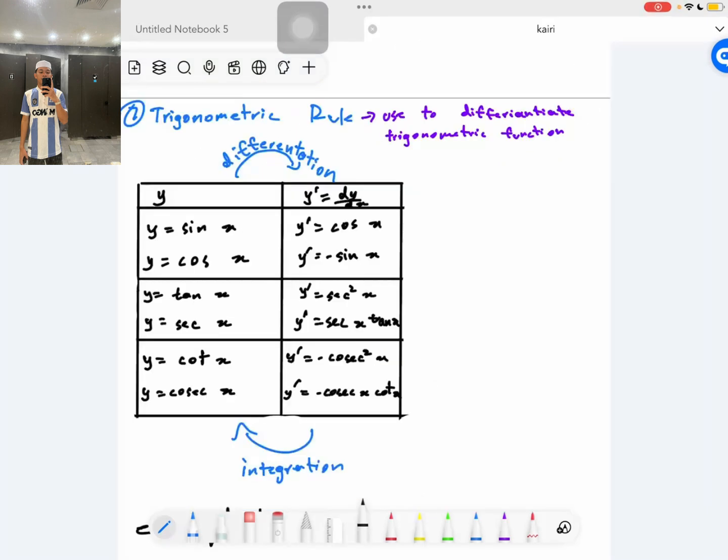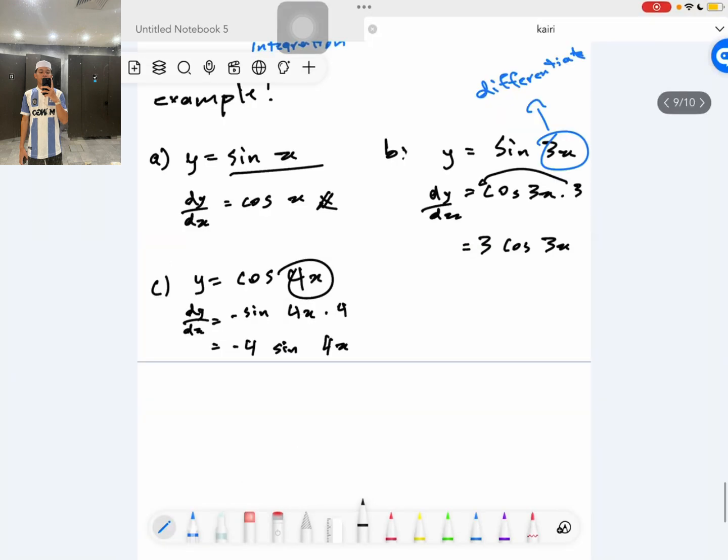Okay, the next one is trigonometric rule. It is used to differentiate trigonometric functions. This is the table that shows all the functions that we will use to calculate in the question. For the example, y equal to sin x, so its dy/dx is cos x. Why? Because we only need to refer to the table that I showed just now. But for the B question, sin 3x, dy/dx is, for sin is cos x, so we need to differentiate the 3. We separate it, bring the 3 to the front, and simplify it to get 3 cos 3x.